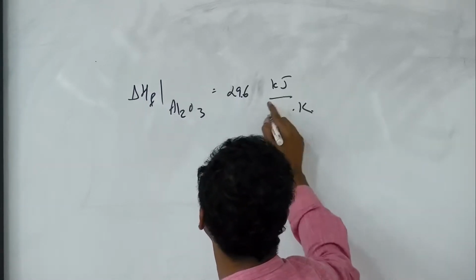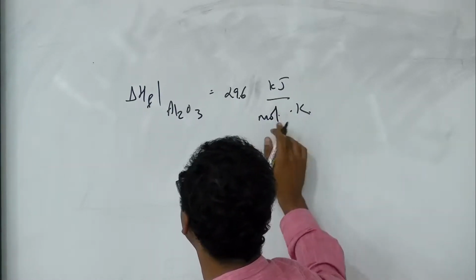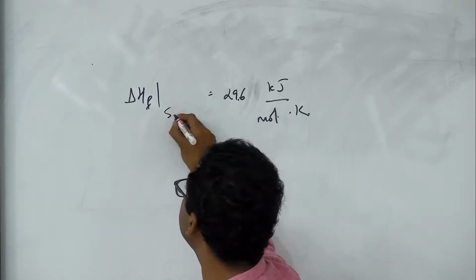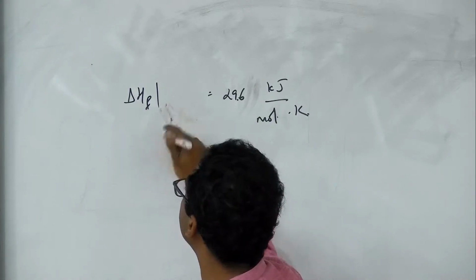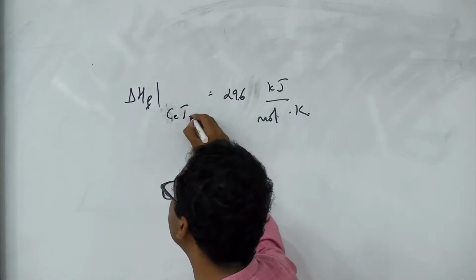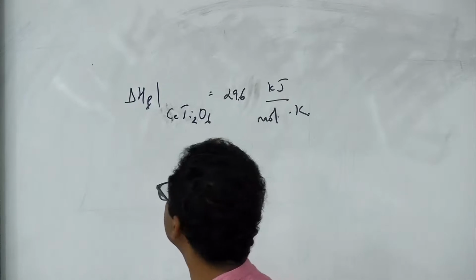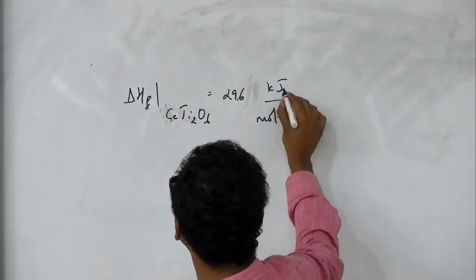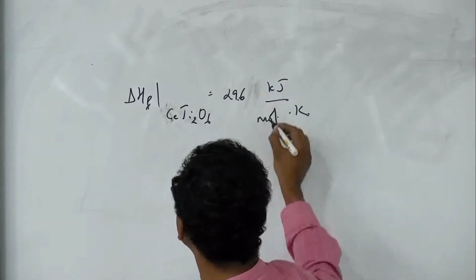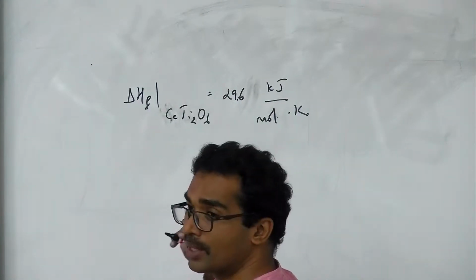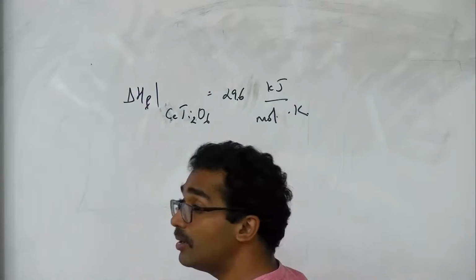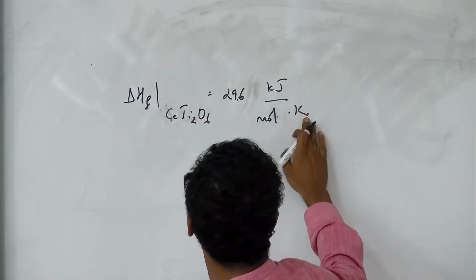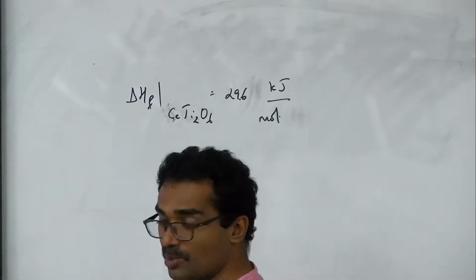Kilojoule per mole Kelvin. But what is the compound? It is not alumina. So, what is it? Cerium? Ce Ti2 O6. Okay. So, how will I go from kilojoules per mole Kelvin to kilojoules per kilogram Kelvin? It was just kilojoule per mole, not Kelvin. Kilojoule per mole, there is no Kelvin. Correct. That's right. Kilojoules per mole, that's correct.